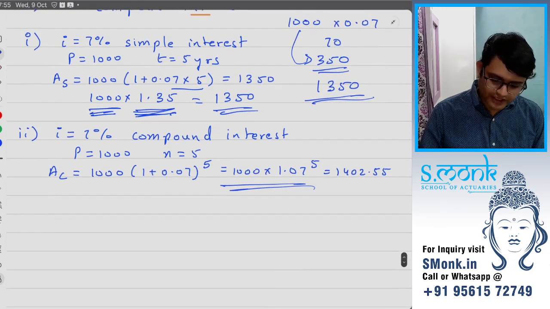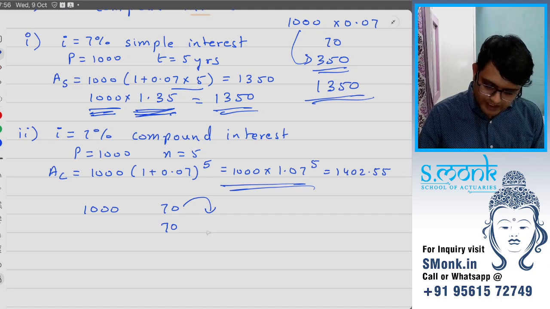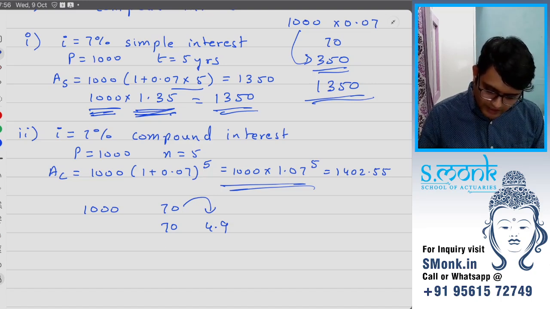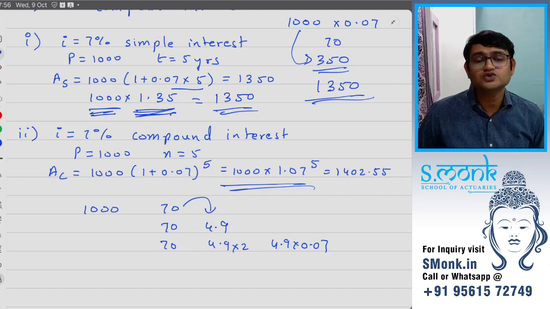In compound interest, you would have to say, first year the interest would be 70, 7% is 70. Then second year another interest will be 70. Then on this 70 there will be another interest of 4.9. 7% of 70 is 4.9. Then again another interest of 70, 4.9 because of this 70. Then because of this 70 I will have another 4.9, and because of 4.9 I'll have another interest of whatever I get, 4.9 into 0.07. This is how I'll have to calculate it if I don't do it using calculator.